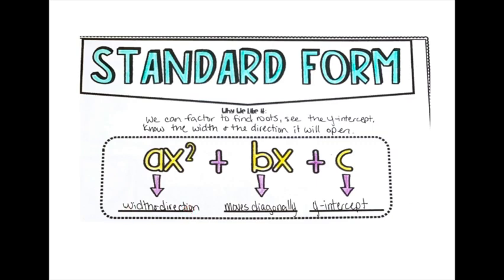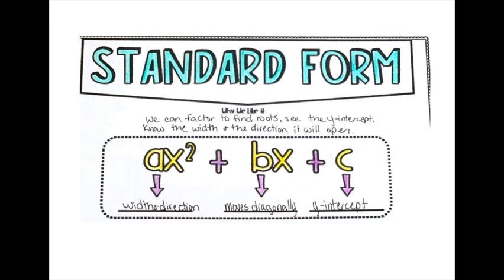So depending on what is in front of the A, it'll tell you if it's wide or narrow, and it will tell you if it goes up or down. All right, so A is going to tell you if this point's up or down. It will also tell you if it's narrow or if it's wide. B is going to move this thing diagonally, left and right, up and down. So left and right is going to be basically what your B moves it. Up and down is what your C moves it.